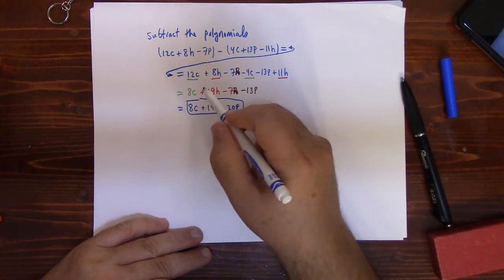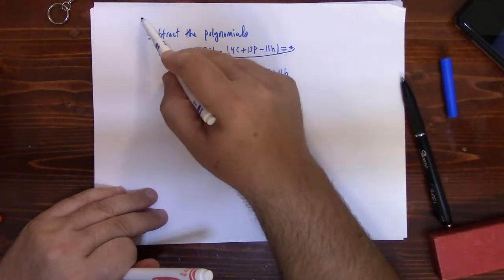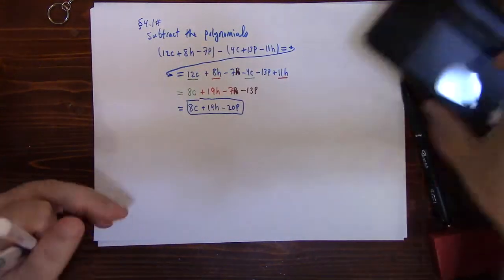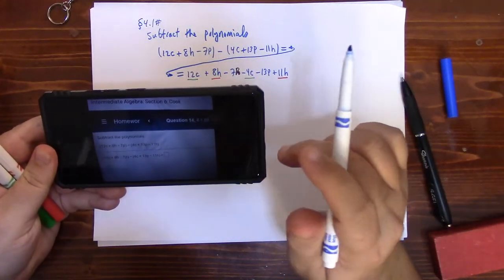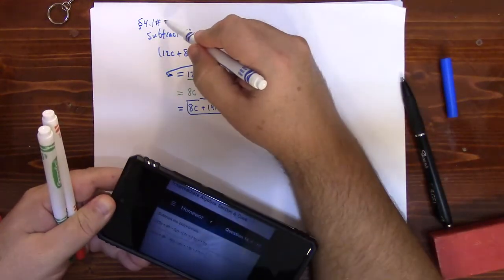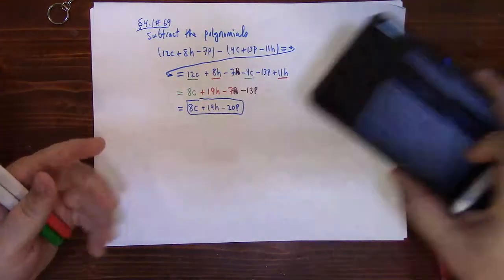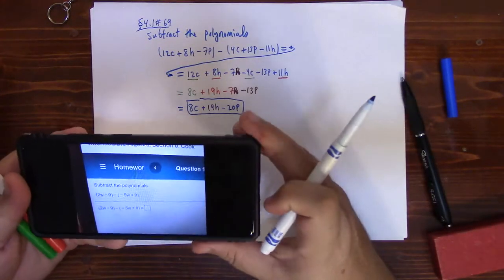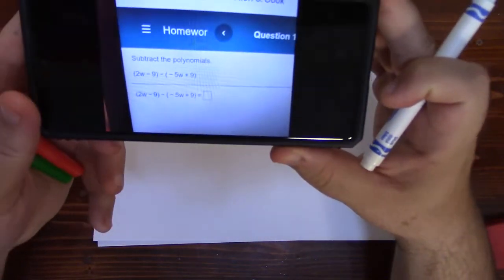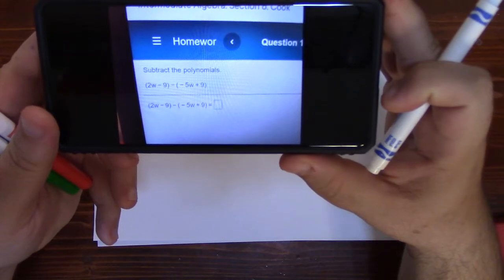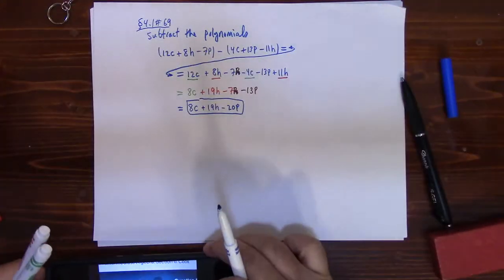So anyway, this is like section 4.1, number 69. It's based on that one in the book. All right. Let me go back here. I don't know if you can see it or not, but we're supposed to subtract the polynomials again, right?